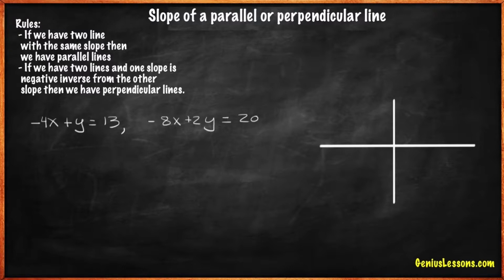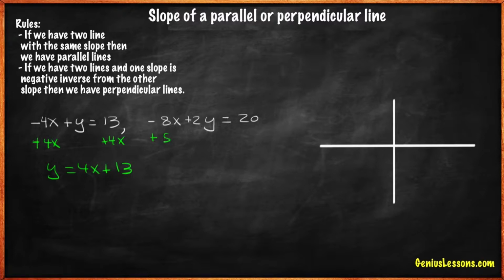For example, negative 4x plus y equals 13, and negative 8x plus 2y equals 20. We solve each line for y. First line, we add 4x to both sides. We end up with y equals 4x plus 13.